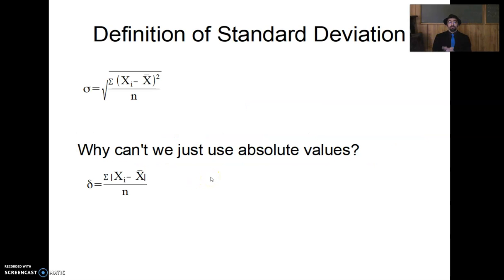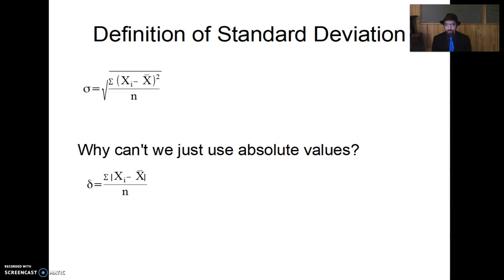So, the definition of standard deviation is the square root of the sum of square differences from the mean, all averaged, right? So you take your average square distance from your mean, that's called your variance. Variance is the average square distance from the mean, and you take the square root of that.